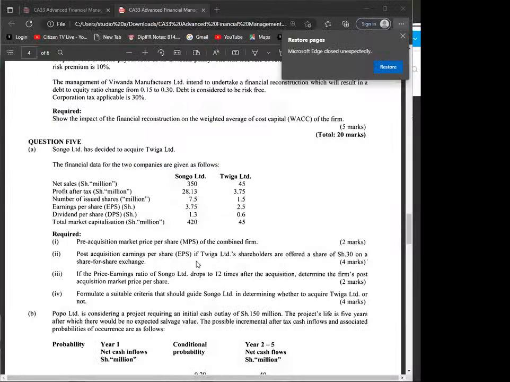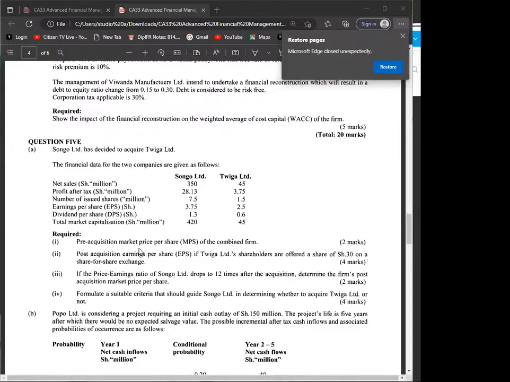They've told us here, post-acquisition EPS, if BHE Limited's shareholders are offered a share of 30 on a share for share exchange. And then when you look at it, ladies and gentlemen, I would rather be a little bit silent here. Is there somebody who can give me the market price of the predator here?